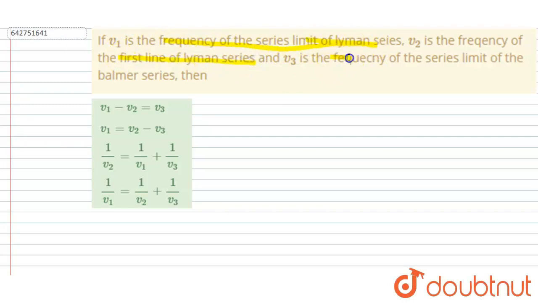Hello everyone, in this question, the frequency of the series limit of Lyman, the frequency of the first line of Lyman, and the frequency of the series limit of Balmer are given. You have to find out the relation between the three.